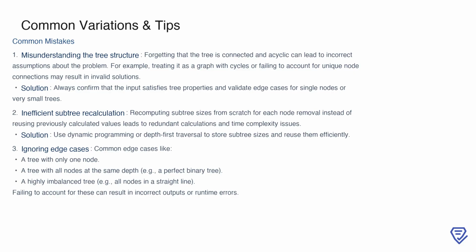Instead, you can use dynamic programming or a depth-first traversal to pre-compute and store subtree sizes for reuse. Finally, overlooking edge cases can cause problems. For instance, a tree with just one node, a perfect binary tree where all nodes are at the same depth, or a highly imbalanced tree where nodes form a straight line. These scenarios need special attention to ensure your solution is robust and error-free.